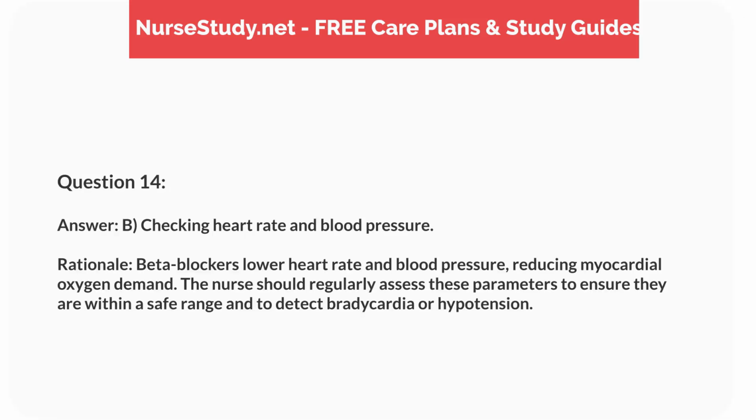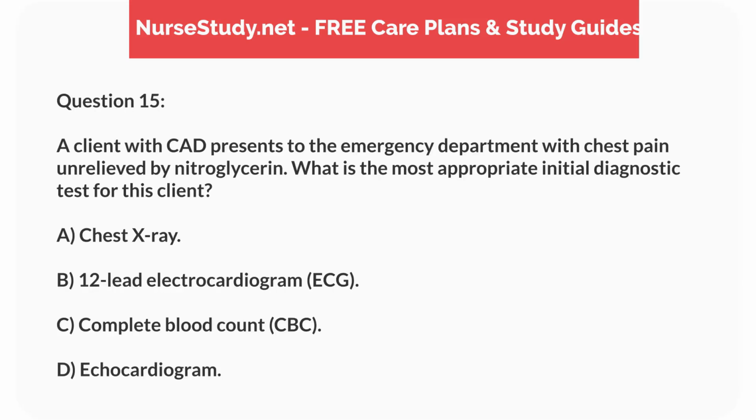Answer: B. Checking heart rate and blood pressure. Rationale: beta blockers lower heart rate and blood pressure, reducing myocardial oxygen demand. The nurse should regularly assess these parameters to ensure they are within a safe range and to detect bradycardia or hypotension. Question 15. A client with CAD presents to the emergency department with chest pain unrelieved by nitroglycerin.